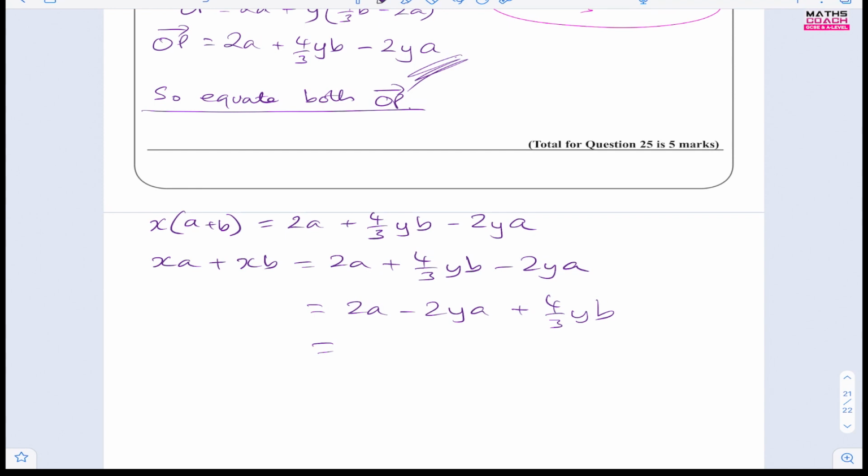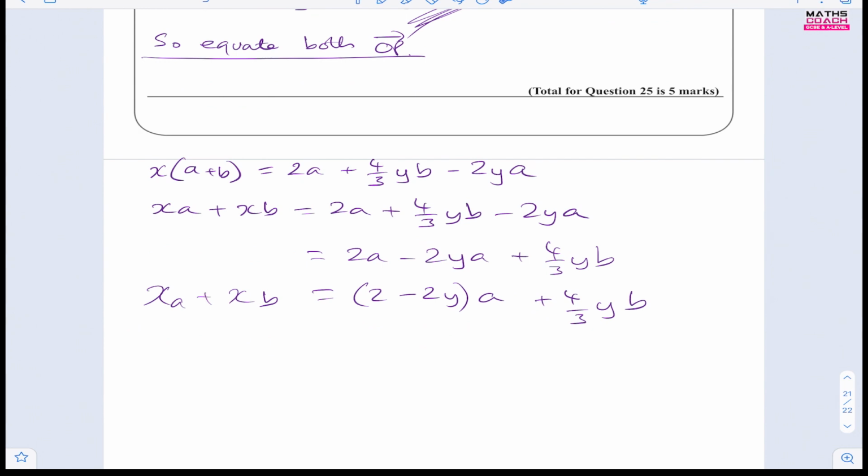So if we have a bracket, let's say 2 minus 2y, and that we can have as A, and then we'll have 4 over 3y as B. On the other side, we are still left with xA and xB. Because they are both equal to each other, this side is equal to that side, that means this one's A is equal to that one's A, and this one's B is equal to that one's B.